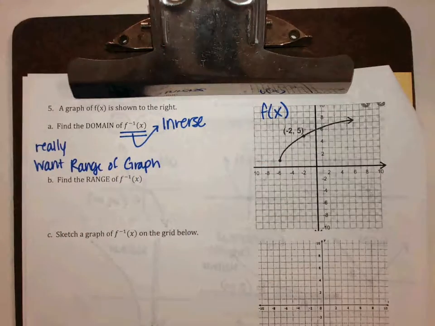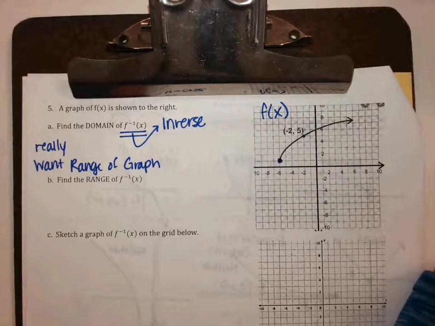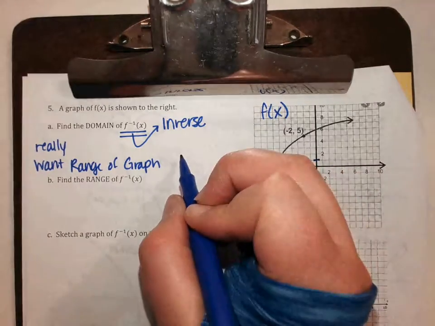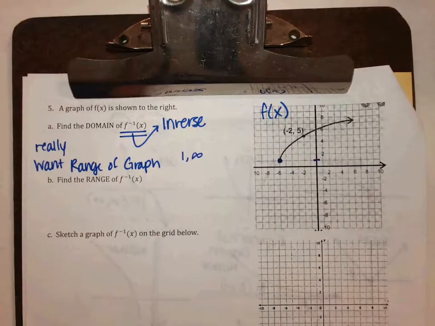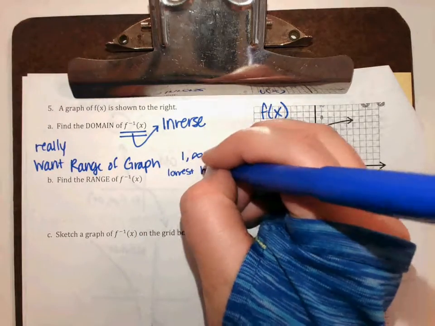Okay, so let's look at our graph. Hopefully you remember range. We do the lowest y and then the highest y. What is the lowest y value for this point right here? 2. Give me the y value. 1. So this is 1. So I'd go from 1 to infinity. This is the lowest. This is the highest.